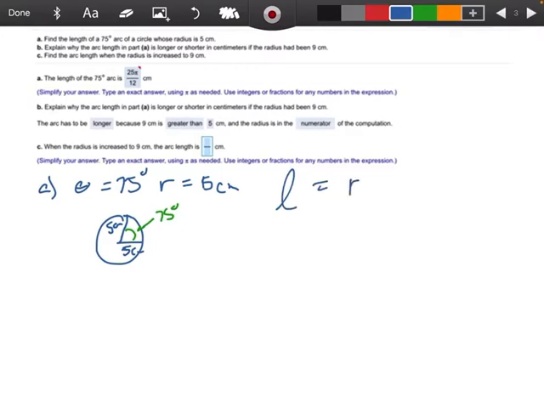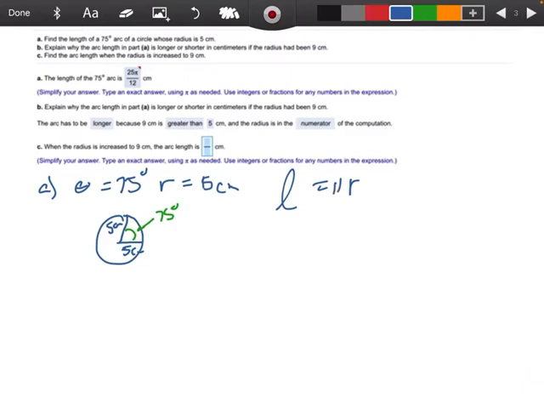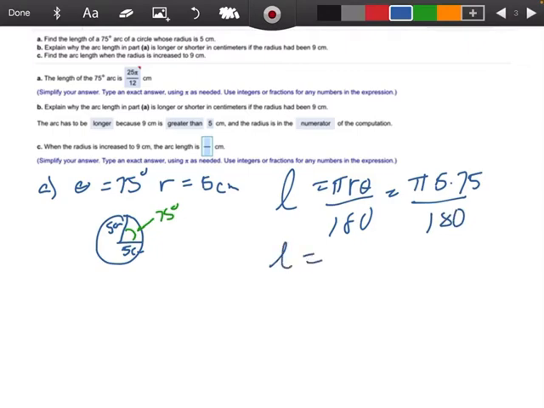I'm going to write that down. L equals pi r theta, what is it, over 180? Yes, over 180. Now we're just going to do a little plug and chug. So we take pi, r was 5, theta was 75 degrees, and this is all over 180.